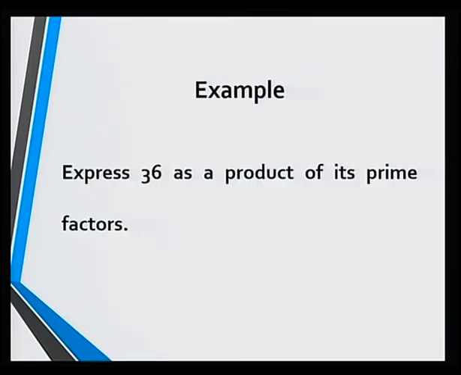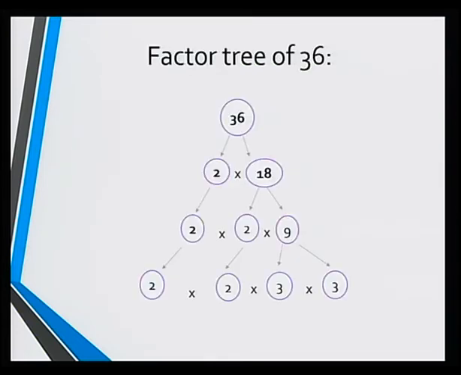I'm going to take one example to illustrate this concept. Express 36 as a product of its prime factors. As you can see, 36 can be written as 2 times 18. Now, 2 is already a prime number, so I just keep it here. Now, 18 is 2 times 9. So, these 2 twos are just here, and 9 can be broken into 3 times 3. So I have in this last row all prime numbers. So the prime factors of 36 are 2 times 2 times 3 times 3.